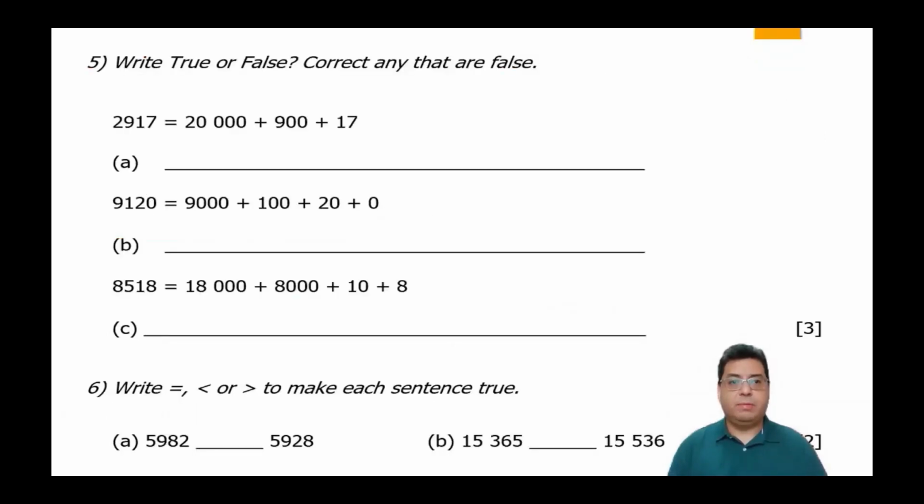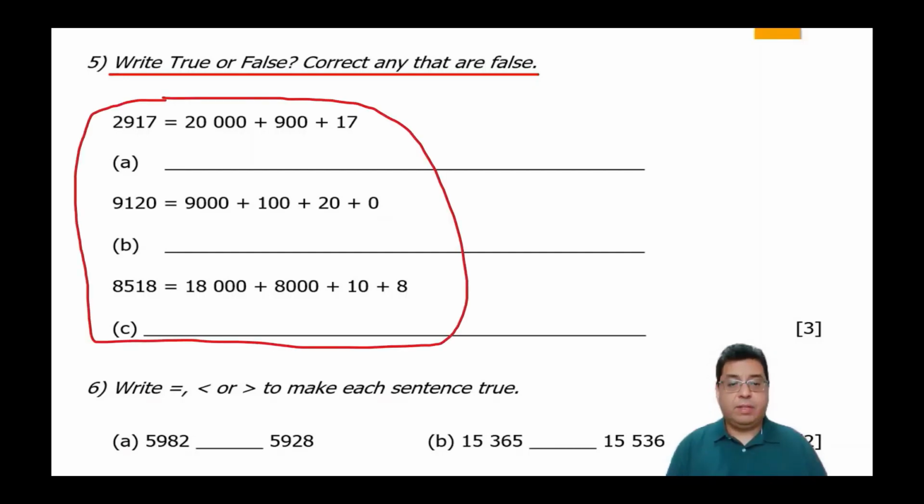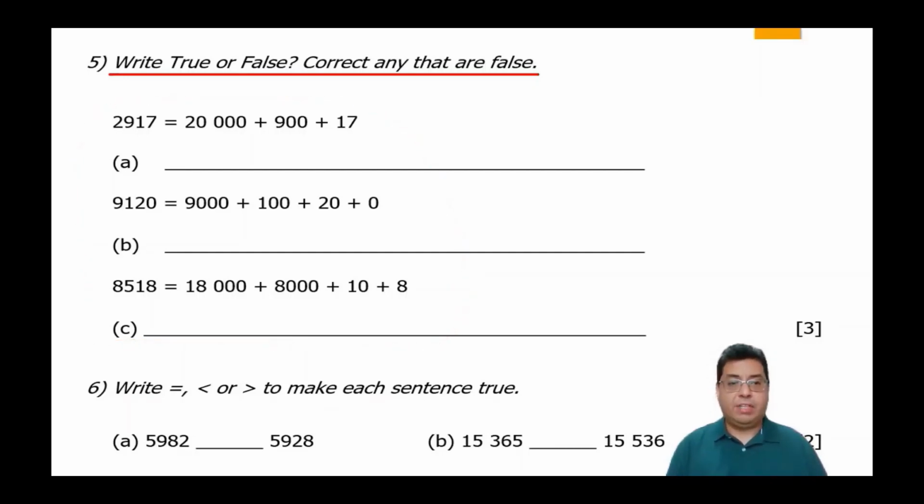For number 5, it says, write true or false. Correct any that are false. So I've got problems A, B, and C here with a line for each answer, and just tell me whether the statement here is true or false. If it's false, write the correct answer on the line provided.